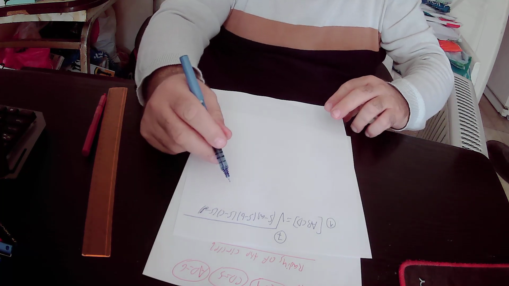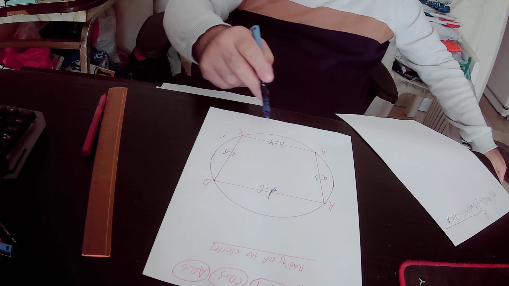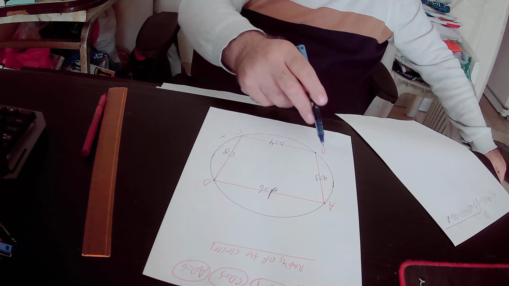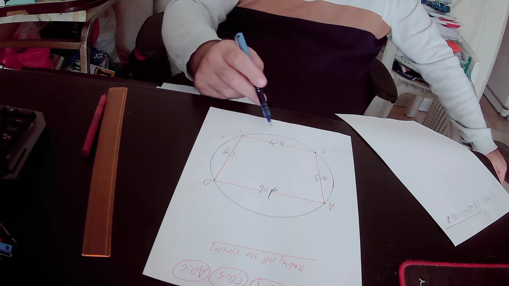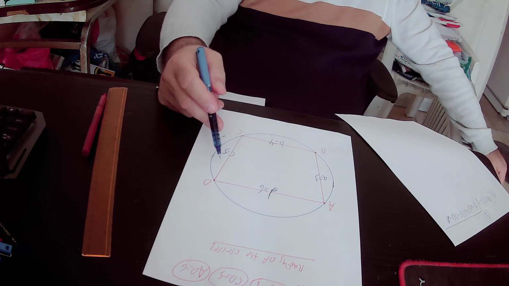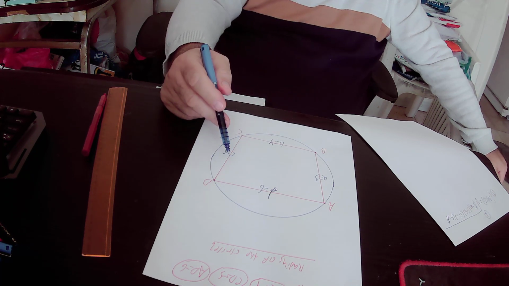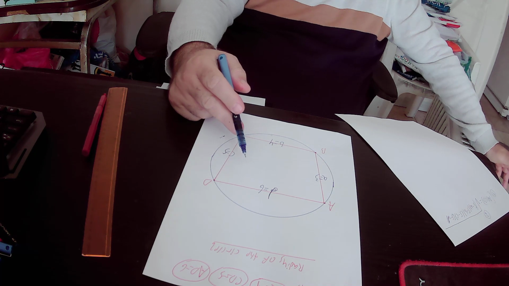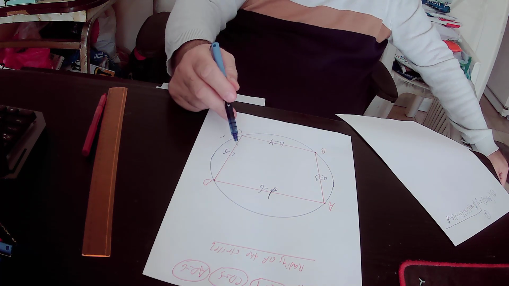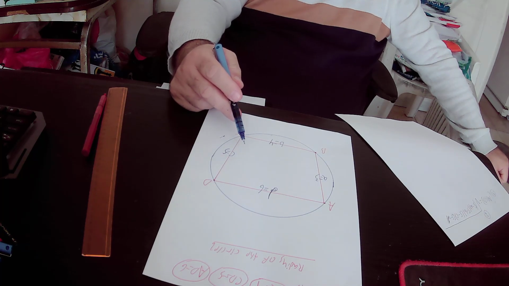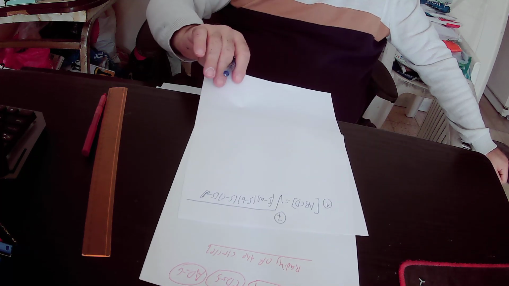So here A, B, C and D are the lengths of quadrilateral ABCD's sides. AB equals A, BC equals B, CD equals C, and AD equals D. And we know that D equals 6. Also we know the lengths of all four sides of quadrilateral ABCD.